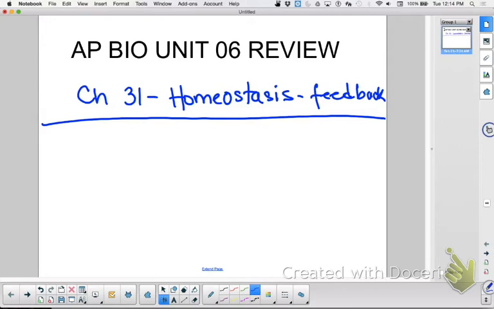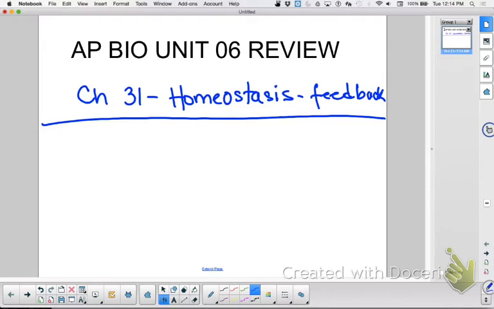Nervous. Is that in this unit? No, so we'll take that one off, but I wanted you to tell me. Nervous, what's another one? Immune and endocrine. Of those three, which one is in this unit? Immune. So do you think you need to know that chapter? Yes. Okay, you need to know that one for sure.